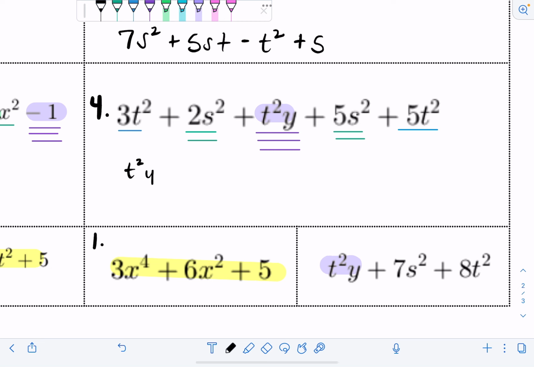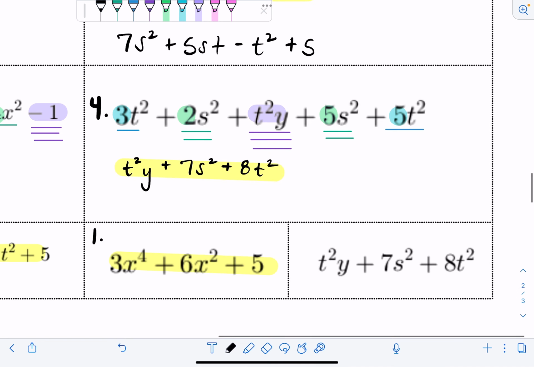So t squared y. And then I have to combine my s's, so that'd be 2 plus 5s squared, altogether would be 7s squared. And then my t's, 3t squared plus 5t squared, 3 plus 5 would be 8t squared. So altogether, t squared y plus 7s squared plus 8t squared, so this one goes with 4.